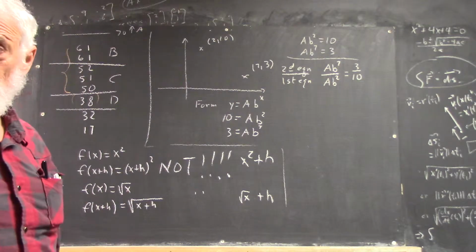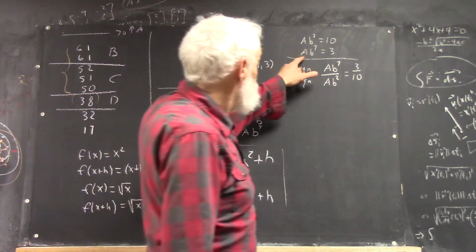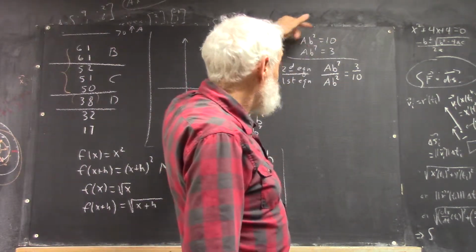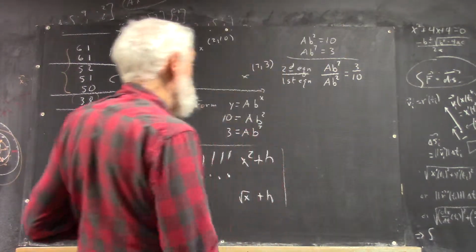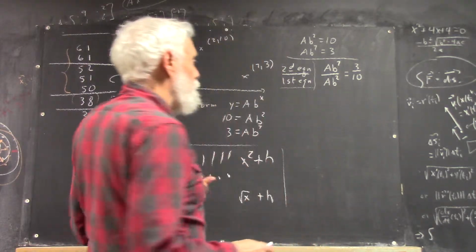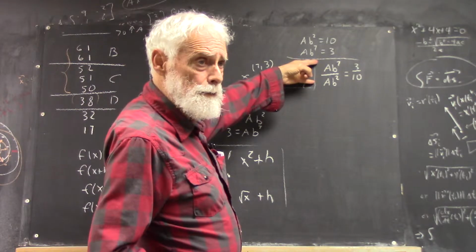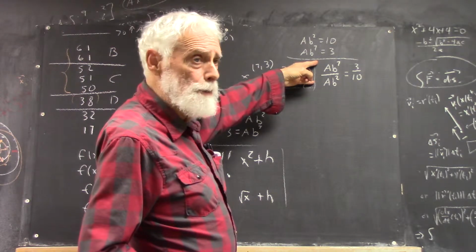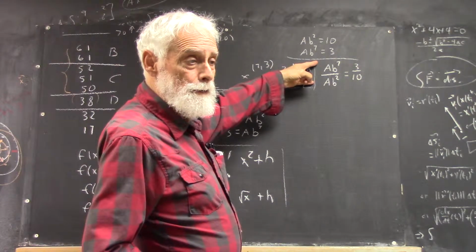Any problem with that? It's legal, because if this is equal to this, and this is equal to this, then this divided by this has to equal this divided by this. Okay? You might want to convince yourself of that, but that's the way it is. Okay, so when I divide this, what do I get? ab to the 7th divided by ab squared is what? ab to the 5th.